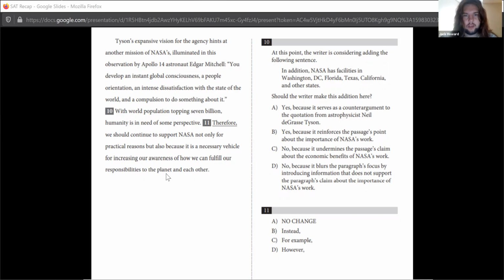Tyson's expansive vision for the agency hints at another mission of NASA's, illuminated in this observation by Apollo 14 astronaut Edgar Mitchell: You develop an instant global consciousness, a people orientation, an intense dissatisfaction with the state of the world, and a compulsion to do something about it. And then I'll add the sentence in: In addition, NASA has facilities in Washington, D.C., Florida, Texas, California, and other states.